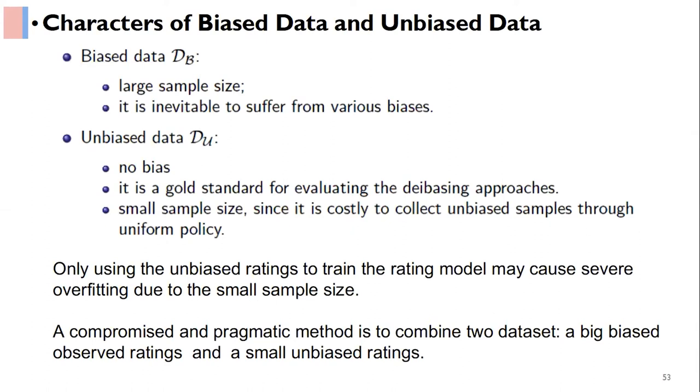In addition to estimating the propensity score, the uniform data has many other usages. Before presenting the scenarios of associating the debiasing methods, discussing the characteristics of biased data and unbiased data is helpful to distinguish their respective roles. The biased data is also called observational data, and the unbiased data is called uniform data or randomized controlled data.